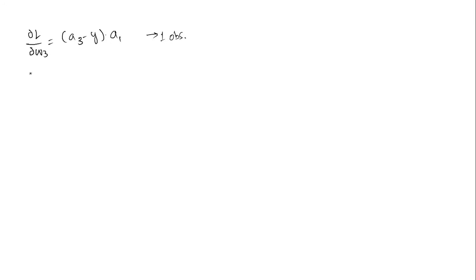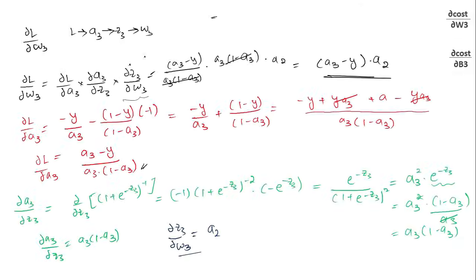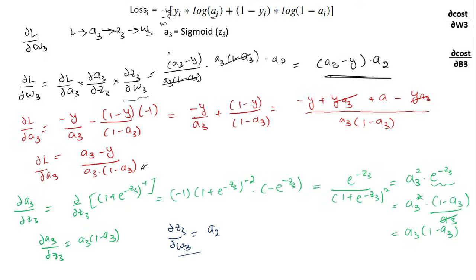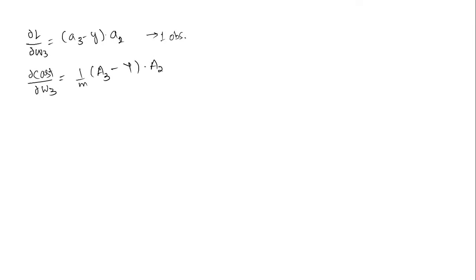Now for m number of observations, we will be having del cost by del w3 instead of del L, and this we can just represent in the form of matrices. So it will be capital A3, capital Y, and capital A2. Sorry, this is A2. And we will also have 1 by m here, because if you remember, in the equation of the cost function we also had 1 by m and the summation here. So this summation is already included while we do the matrix multiplication of these two.